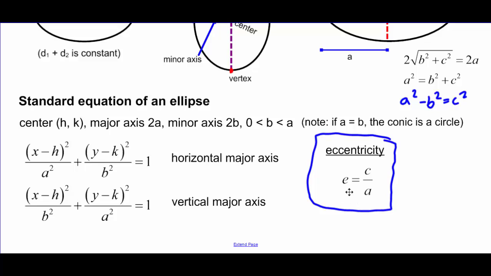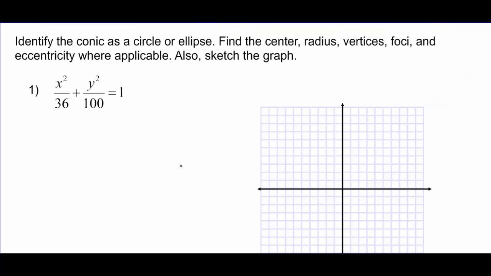But eccentricity is defined as C over A. We can use eccentricity to figure out at times what shape we're talking about, but also we can tell a little more detail about the shapes. We'll get into that later. All right, let's get right into it here.